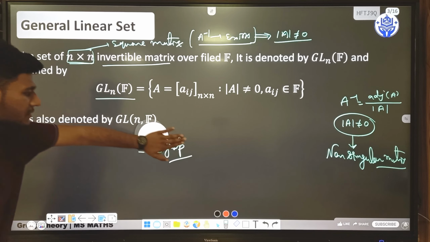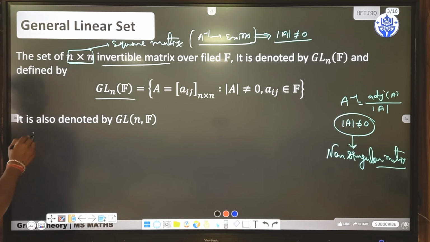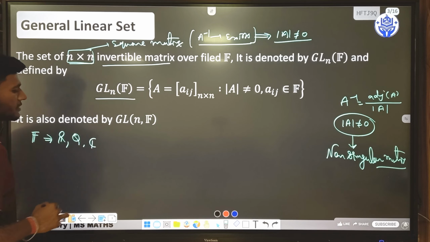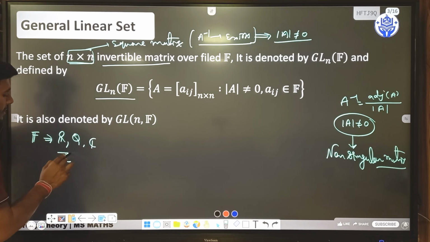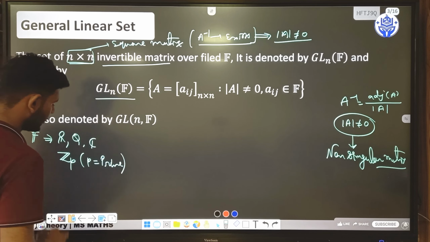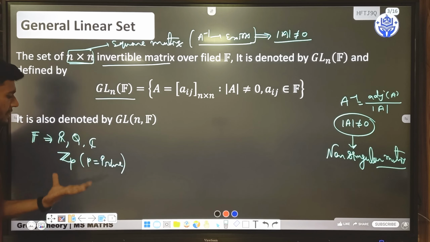So the real numbers are a field. I'll write the examples here. Real numbers are a field, Q is also a field, C is also a field. Here Z is not a field, but Z_p is a field, where p is a prime number. So this is my field.